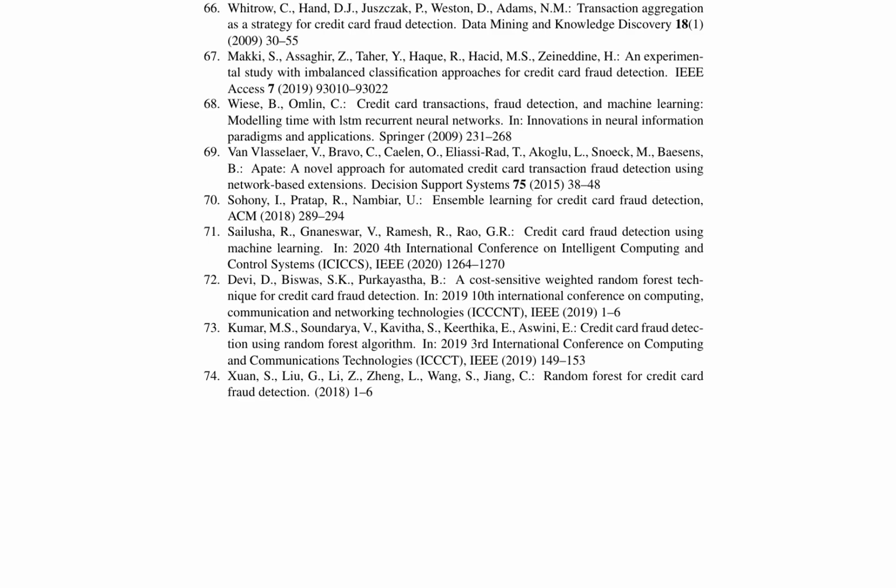Furthermore, the review emphasizes the importance of evaluating the performance of fraud detection models using metrics such as accuracy, precision, and recall, as well as the need for robust feature engineering and data pre-processing techniques to ensure the effectiveness of these models. Overall, the studies reviewed demonstrate the ongoing efforts to develop more accurate and efficient credit card fraud detection systems, and highlight the potential of machine learning and optimization techniques in addressing this complex problem.